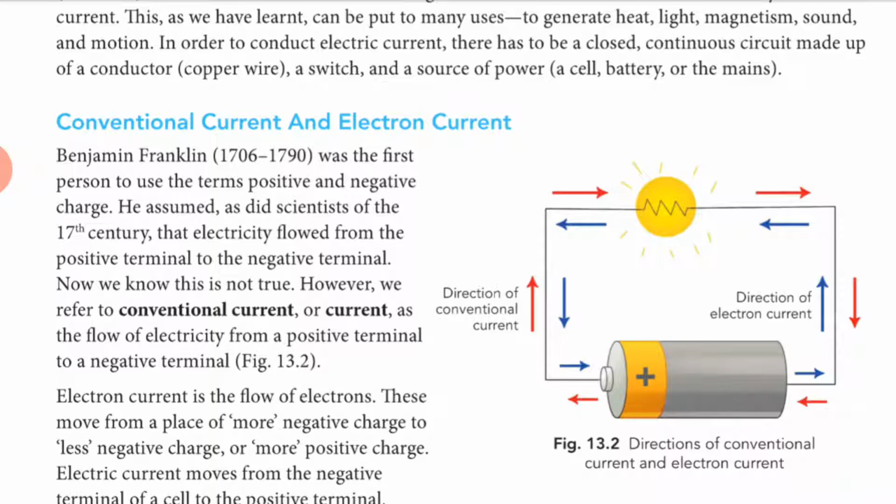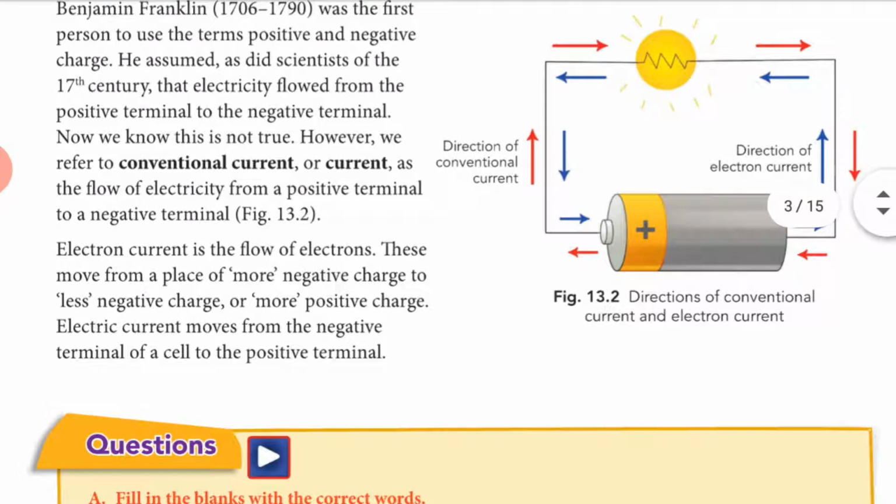So this flow of current is called conventional current. But actually the flow of current is due to the flow of electrons. So electrons flow in a circuit from the negative terminal of the battery to the positive terminal. That means the direction of flow of current is positive to negative, but the direction of flow of electrons is negative to positive.